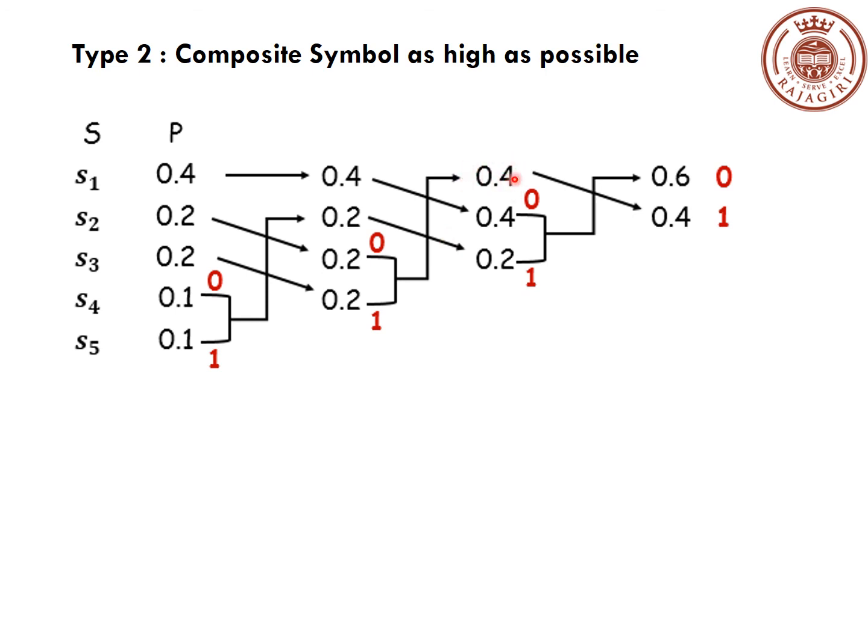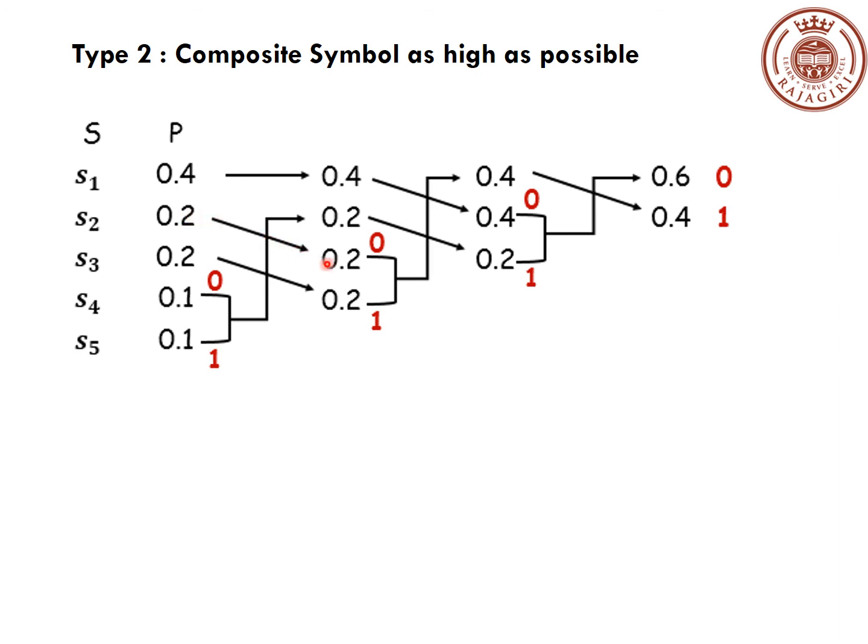Since this is a composite symbol, I have to propagate. So this is a 0, this is a 1. Here this is the composite symbol, so that has to be given a 0 and a 1. Then this is a composite symbol, so it is 0 and 1. So how do we assign the bits? In case of S1, 0.4, that 0.4 comes here, and it has come here as a composite symbol. Therefore the code word for S1 is 00.